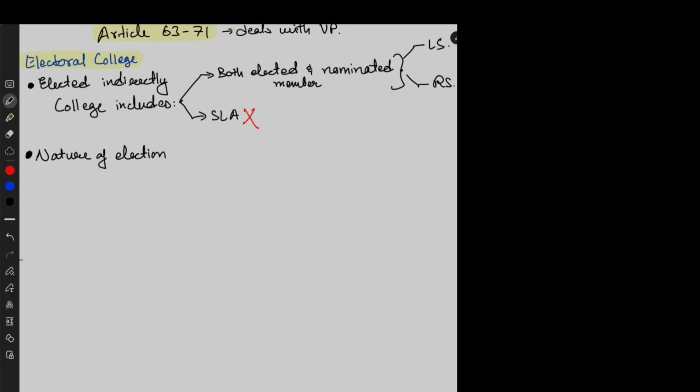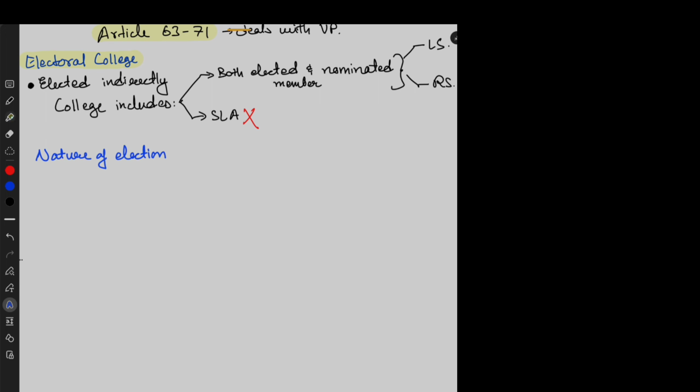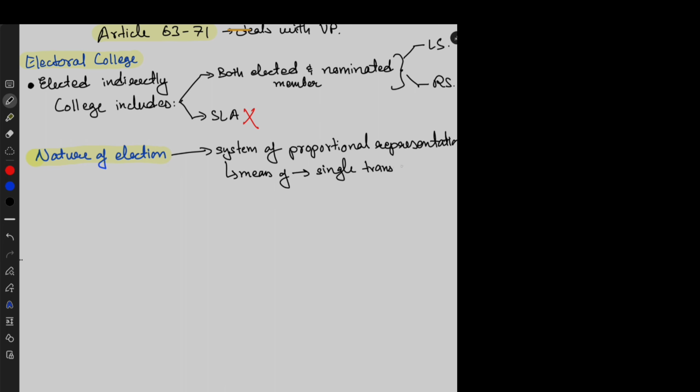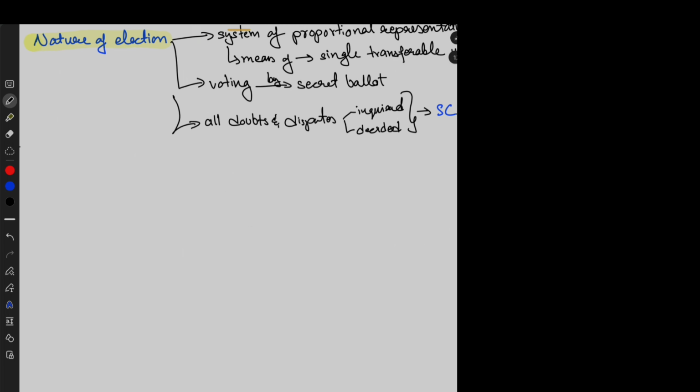Now, what is the nature of the election? The nature of the election, as I said, is similar to the President. It follows the system of proportional representation by means of a single transferable vote, and voting is done by secret ballot. All doubts and disputes relating to the election of the Vice President are inquired into and decided by the Supreme Court.